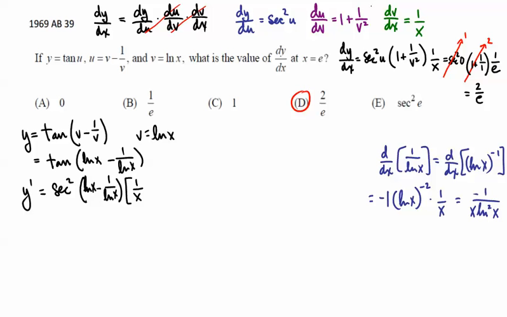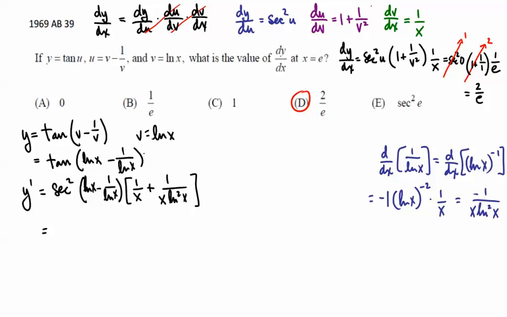And so, plugging that back in, we have a minus in the original, but because it's minus a negative here, it's going to give us a plus 1 over x ln square of x. And now we're ready to plug in x equals e and see what we get.